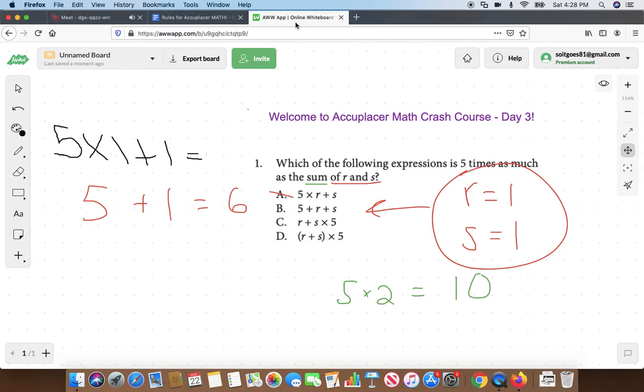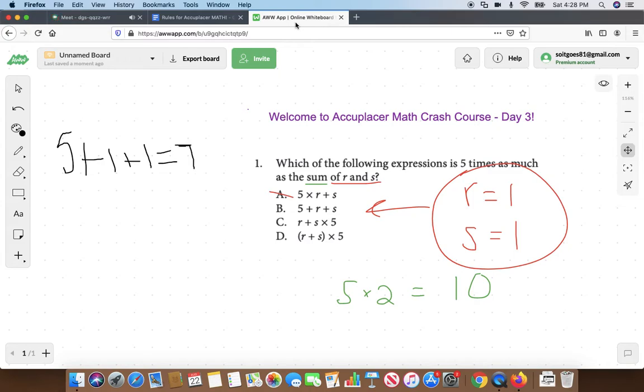Okay, excellent. I'm going to clear some screen here on the whiteboard. Let me see you plug in 1 for r and 1 for s in answer choice B. Let's see what that looks like. All right, we don't even need to use PEMDAS on that, right? It's just addition. So what's that equal? 7. That doesn't equal 10, so we don't have to worry about answer choice B. That's gone.